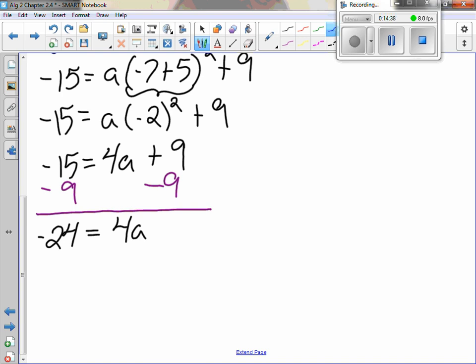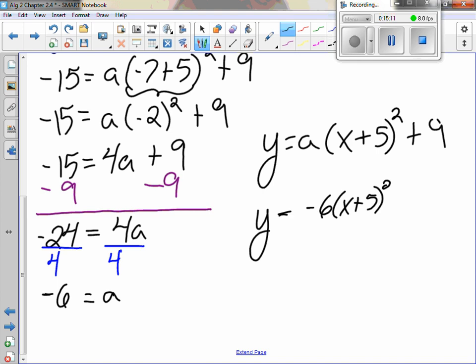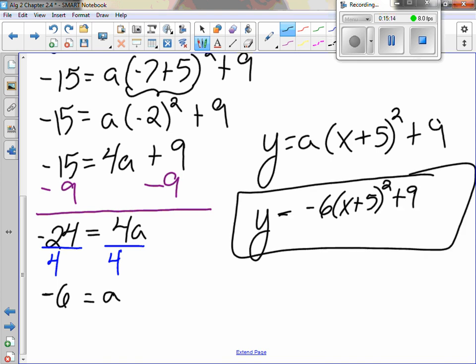Last step would be to divide both sides by 4. a is negative 6. And last but not least, we've got to plug it back in. You have to plug it back in. So negative 6 times x plus 5 squared plus 9.